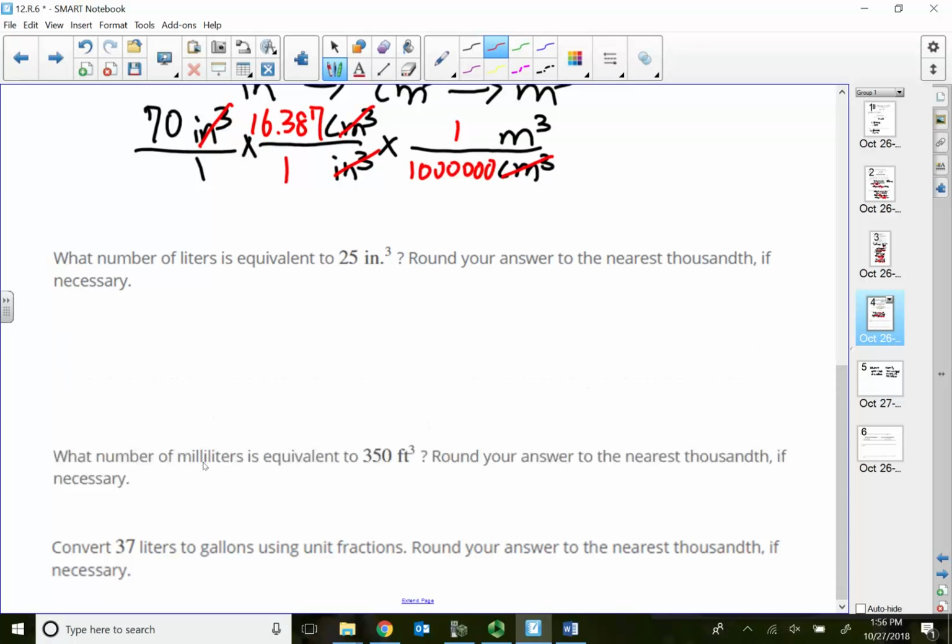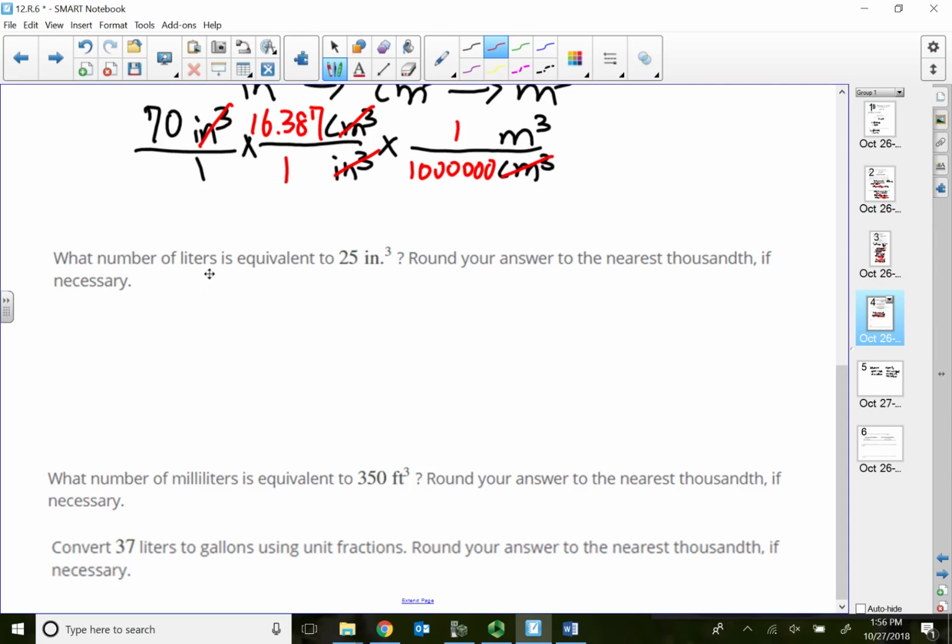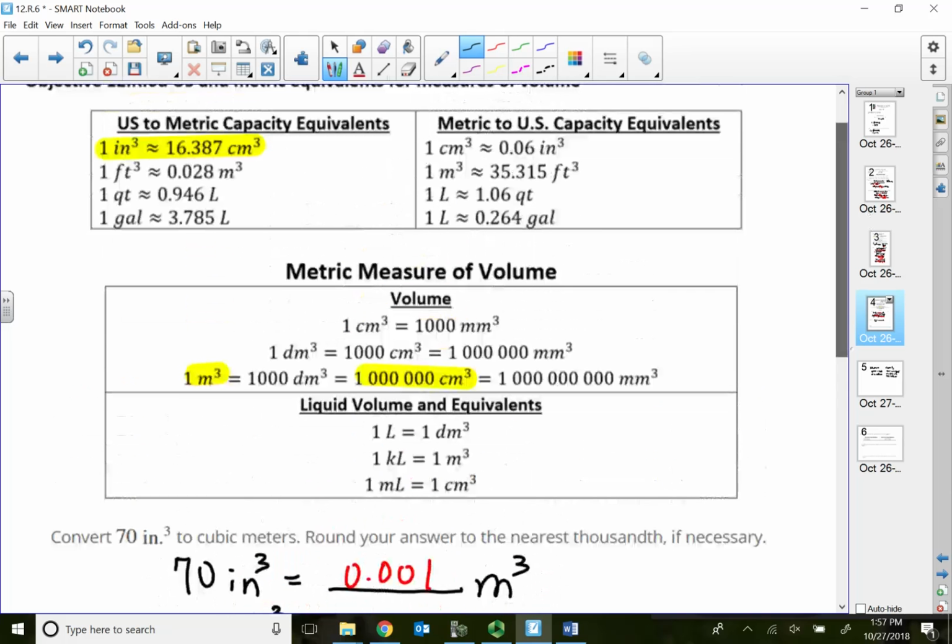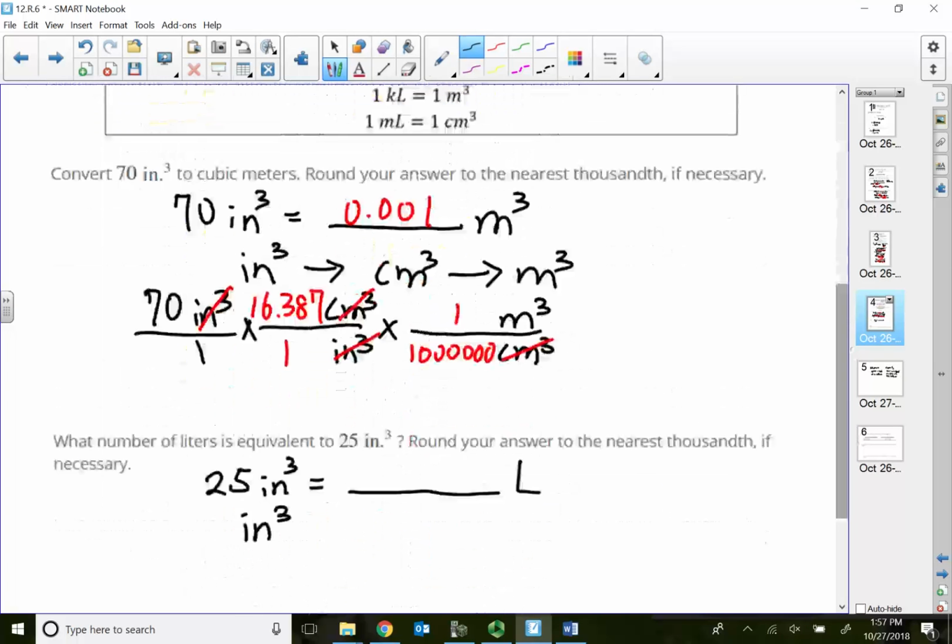Alright, let's try a few more. Same thing. What number of liters? Liters is capacity for metric. It is equivalent to 23 cubic inches. So I'm basically taking cubic inch, which is volume for US, and converting into liter, which is metric for capacity. Starting off with the US, I know cubic inch can take me straight to cubic centimeter already. The question is, how can I take cubic centimeter to end up as a liter? Cubic centimeter to liter.